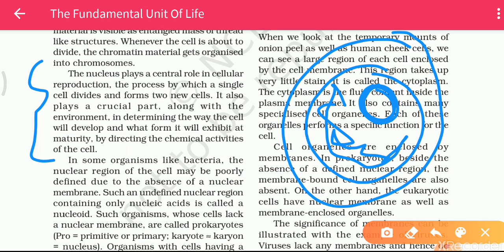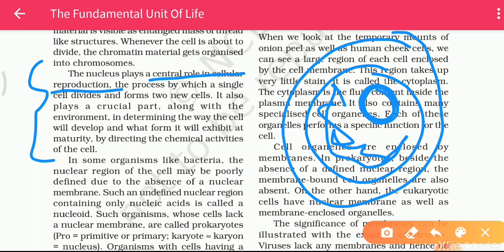Let's see the function of this one. The nucleus plays a central role in cellular reproduction. It helps in cellular reproduction, meaning one cell divides, or we can say cell division. The nucleus plays a very important role in cell division. Division of the nucleus is essential for cell division. During cell division, first the nucleus is divided, then the cytoplasm is divided. So it helps in cell division also.